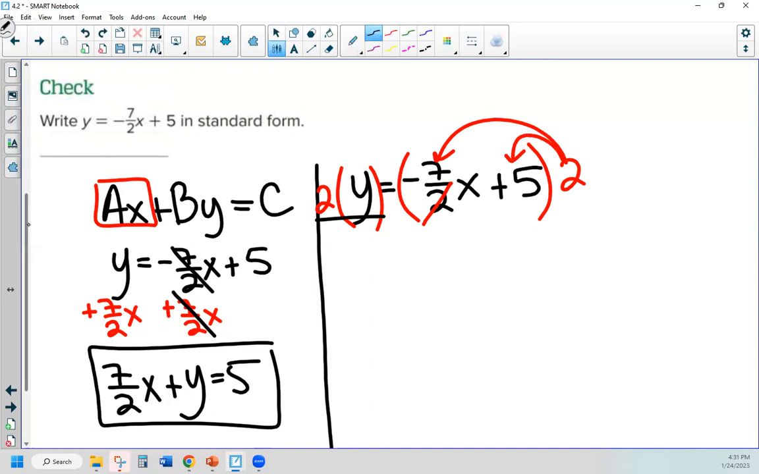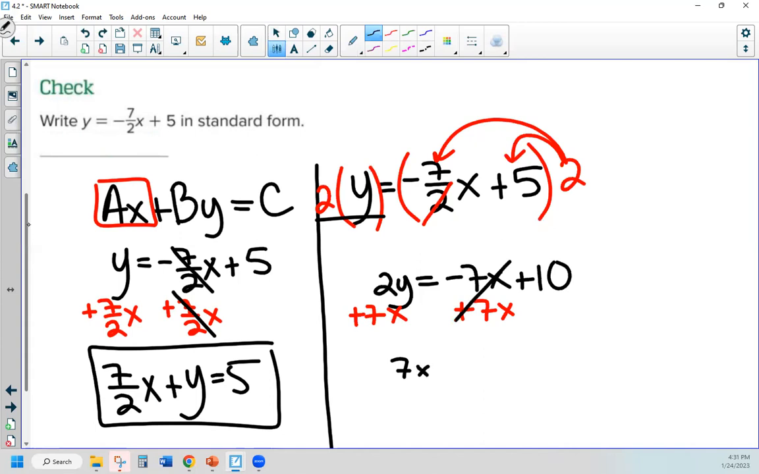In this, 2 times y is going to be 2y. And then here, the negative 7x is still left because the 2 canceled out. 2 times 5 will give us 10. That's what we have here. The last step would be to get 7x on the other side because 7x is the term that has the x variable. So as soon as my 7x cancels out here, I will then have it on the other side. And here we go.